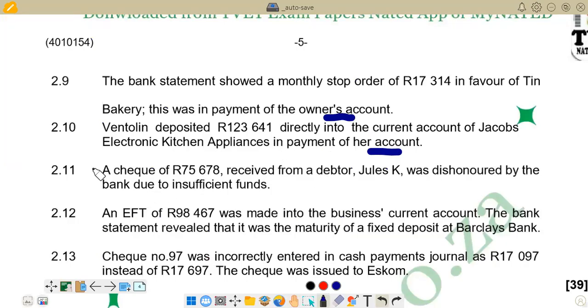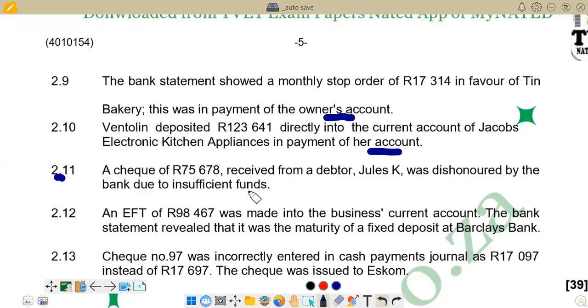Right. On the next one, we have 2.11, a check of 75,678 rands received from a debtor, Julius Key, was dishonored by the bank due to insufficient funds. So what does it mean? As we indicated earlier, whenever a check is issued, it is recorded there and there in the cash book. So whenever the check is drawn, we record it in the cash book. So it means it's already there in the cash book, but in the bank statement, it will be recorded after being processed. But this one was dishonored. It means it wasn't recorded in the bank reconciliation. So there is no mistake there in the bank reconciliation. So the mistake is going to be in the cash book.